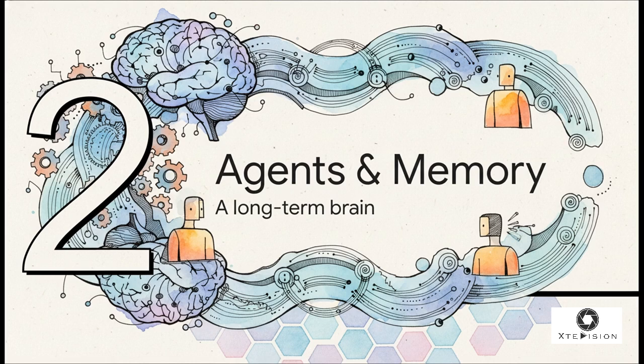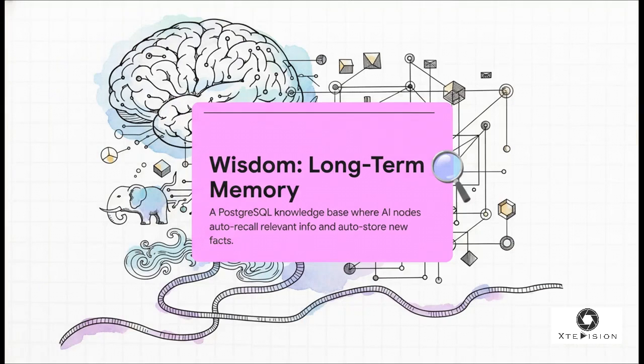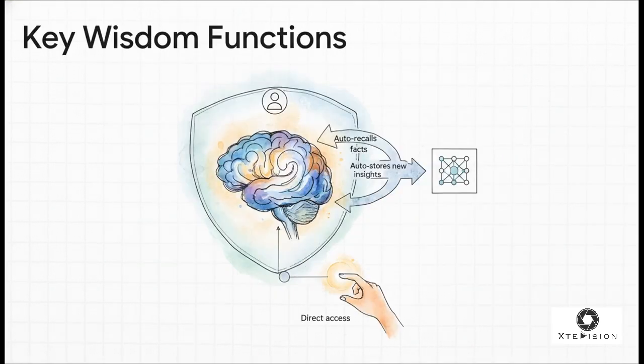And this is where the platform's architecture for memory and agents really starts to shine. At the heart of this is a feature called Wisdom, and you can think of it just like it sounds. It's a persistent, long-term memory for your workflows. Under the hood, it's a PostgreSQL knowledge base that lets your AI agents remember context from one run to the next.